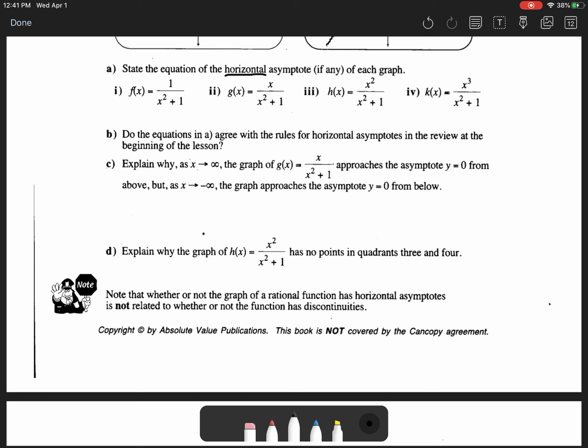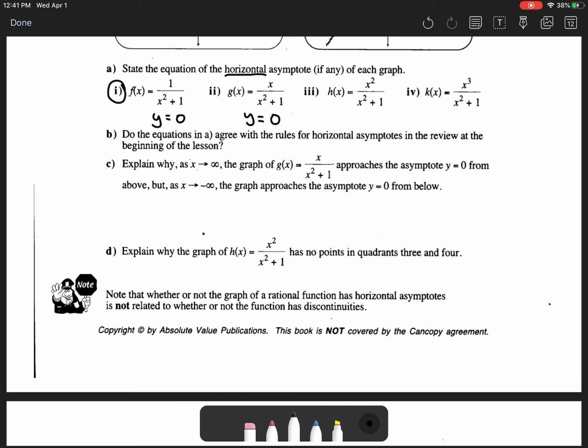So the first one, when I take a look at the degree of the numerator and denominator, this is for the first one right here. My horizontal asymptote is going to be y is equal to 0, or the x-axis, because the degree of the numerator is less than the degree of the denominator. You'll see the same thing for the second one.